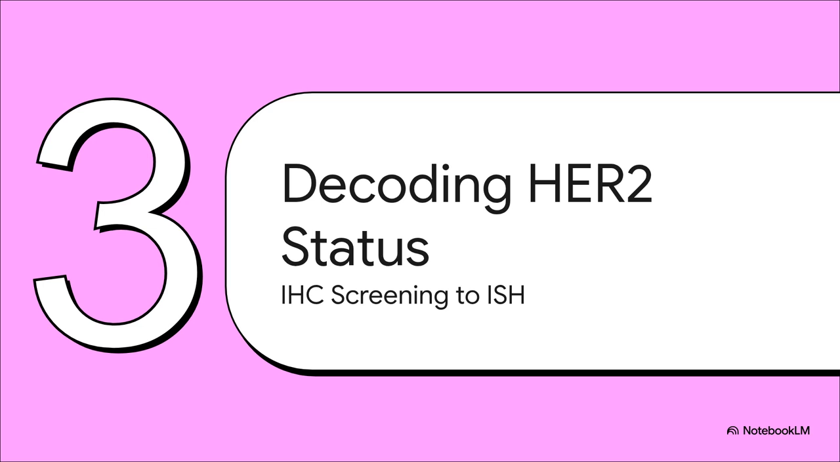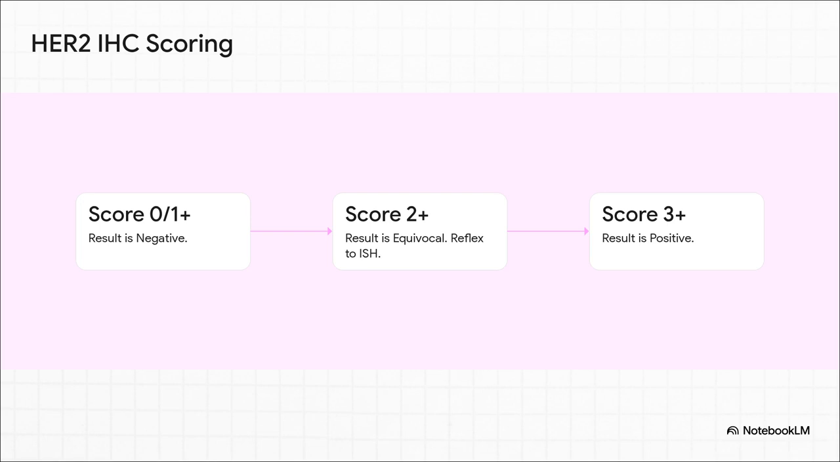And it all starts with a screening test called IHC. So the first step, the IHC scoring, is pretty straightforward. A score of 0 or 1 plus means it's negative. A score of 3 plus means it's positive. Simple enough. But the magic number here is 2 plus.